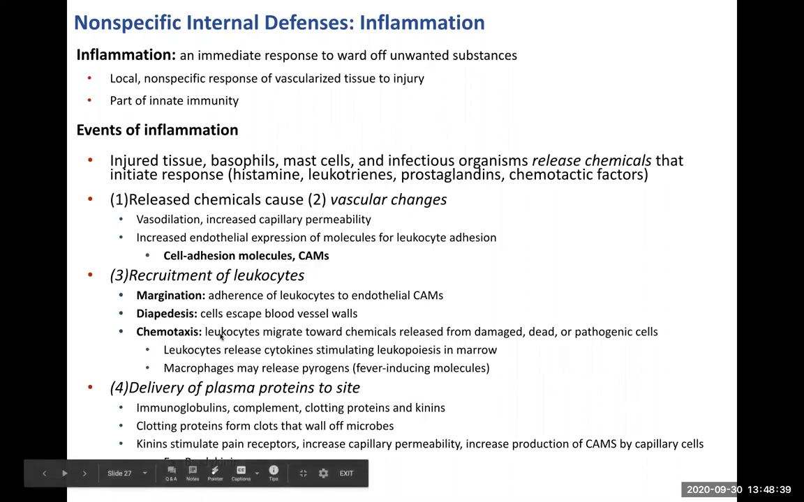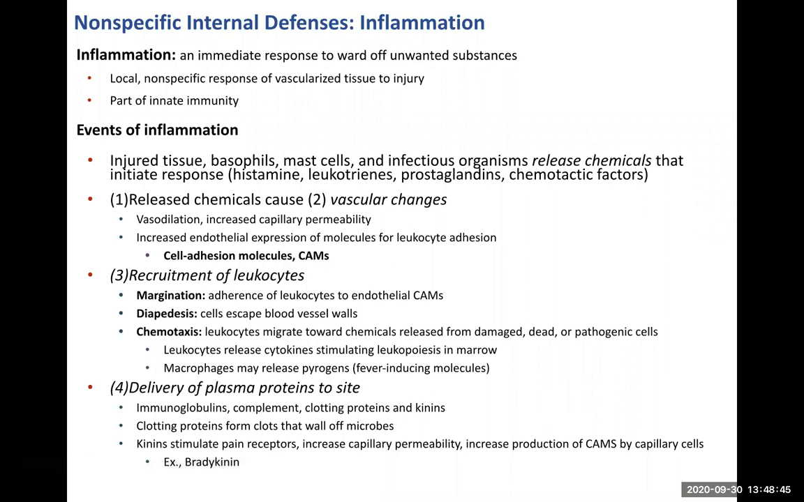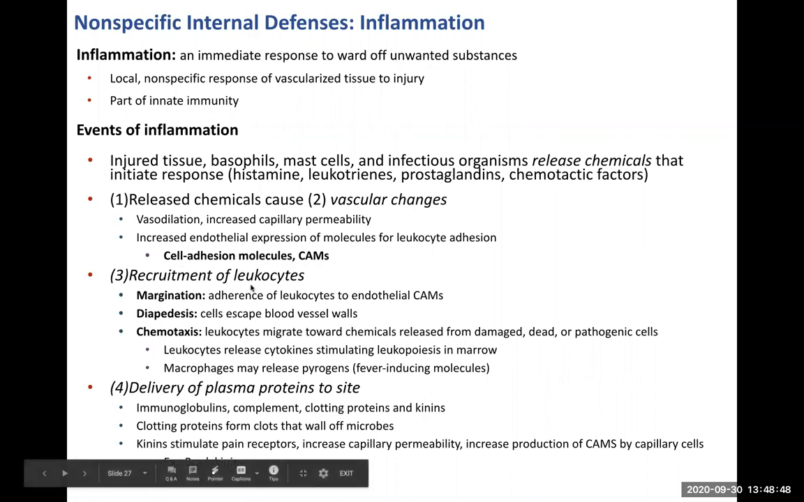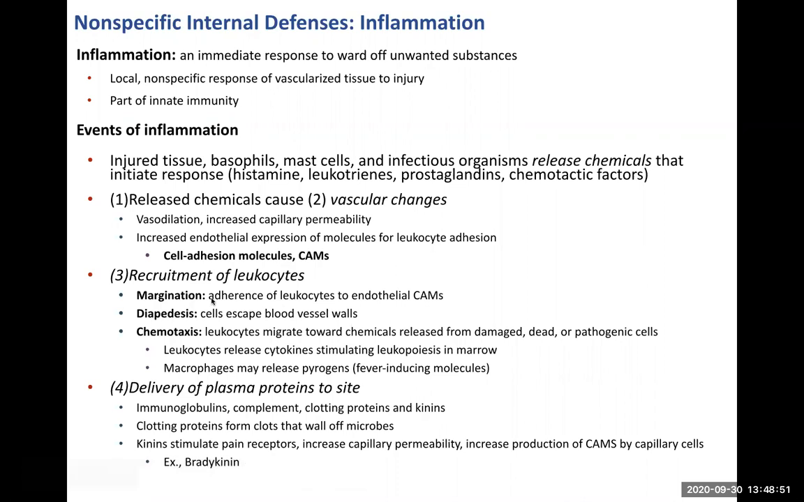And then the third event that occurs during inflammation is the recruitment of white blood cells. I'll show you a picture in a moment that goes over this, but the processes that are a part of recruitment include margination. Margination is the word we use to describe white blood cells sticking to that cellular Velcro, those CAMs. Diapedesis, the word I just used, is the process of the white blood cells squeezing out of the capillaries into the tissue. And then chemotaxis is those white blood cells following the chemical trail to the site of injury or infection.